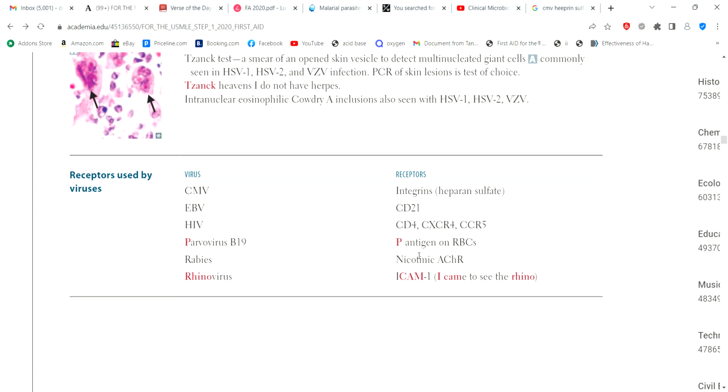HIV binds to CD4, CXCR4, CCR5. Okay, remember that. Parvovirus B19 binds through P antigen, which is normally on the RBC. Parvovirus comes and binds to the P antigen, therefore infecting RBCs, causing pancytopenia and total destruction of RBCs.